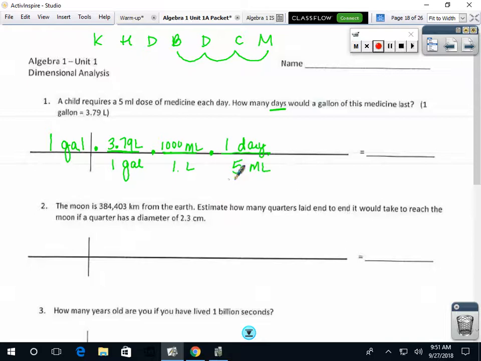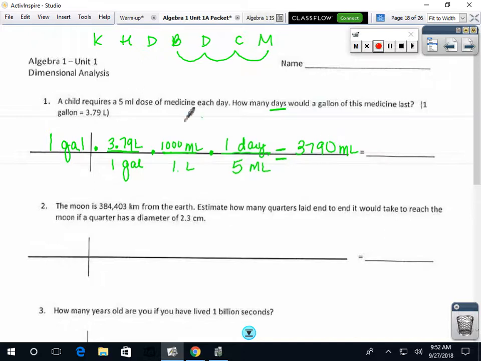Okay, so now you want to multiply all the numerators together first. So 1 times 3.79 times 1,000 times 1. So really, you're just multiplying 3.79 times 1,000, correct? And you're getting what? Right. And so all we've really done here is taken a gallon, which they told us is 3.79 liters, and turned it into milliliters. This means that that gallon of medicine is really that many milliliters.